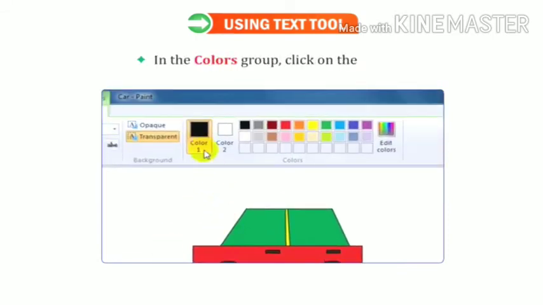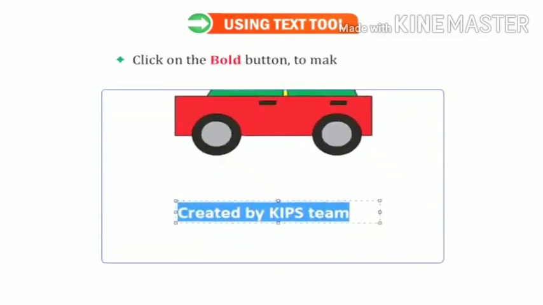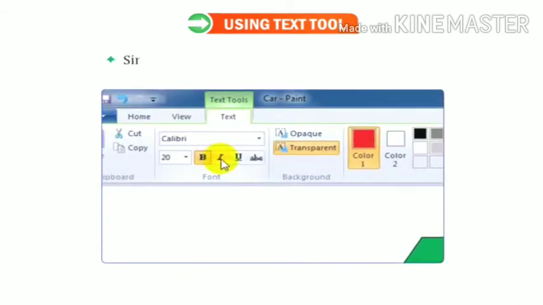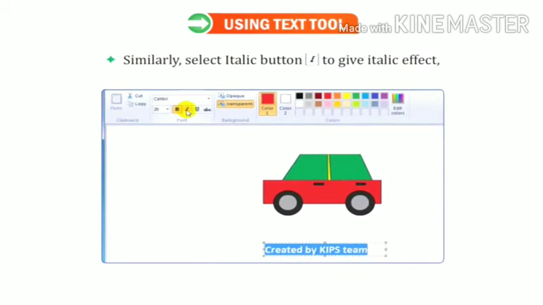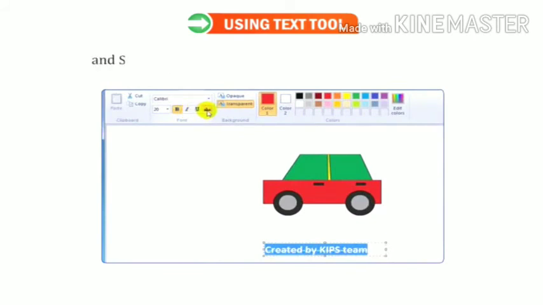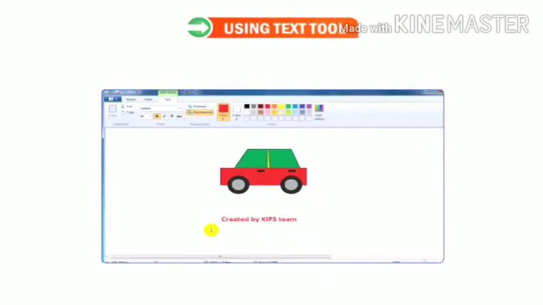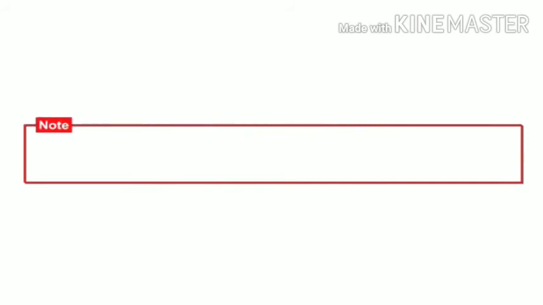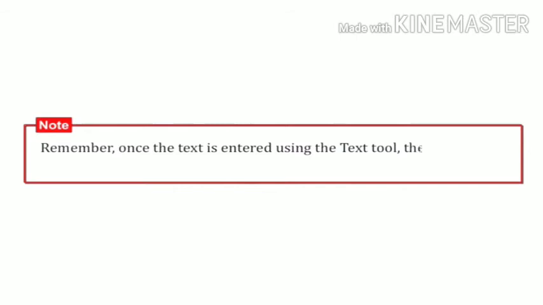In the Colors group, click on Color 1 and then choose the desired color for the text. Click on the Bold button to make the text bold. Similarly, select Italic button to give italic effect. Underline button to underline the text and Strike Through button to strike a line through the text. Note, remember, once the text is entered using the Text tool, the text cannot be re-edited.